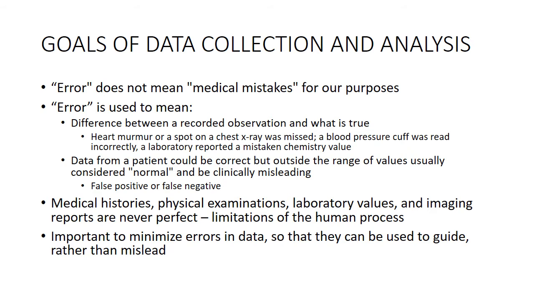And then similarly, you can have what you consider to be normal ranges for things, and a patient falls outside of that, and you may think that, hey, this is clinically abnormal, but what may be normal for that patient? So we'll talk about false positives and false negatives, and how it goes back to that. The key point, though, is that medical histories, your physical exam, lab values, and imaging reports are never going to be 100% accurate. There's always going to be some limitations, either in the human aspects of it, the patient aspects of it, whatever happens to be. There are always going to be some inherent limitations here.